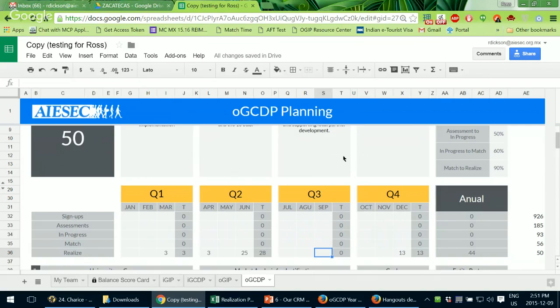And where do my others go? I'm going to put them in September, October, 3 and 3. So these are also graduated students because school happens in September, October. Now you can see I have 50 realizations for my year.